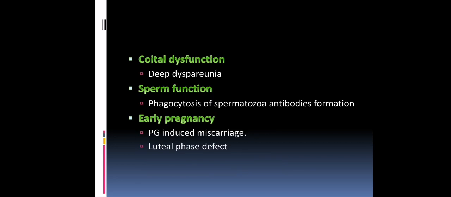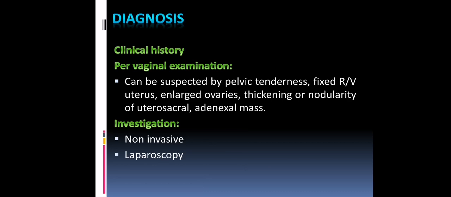There would be coital dysfunction in the form of deep dyspareunia due to severe pelvic pain. The patient would avoid coitus, and finally it can end up with infertility. Sperm function: there would be phagocytosis of spermatozoa, antibody formation. Early pregnancy loss can occur due to increased prostaglandin release and luteal phase defects.